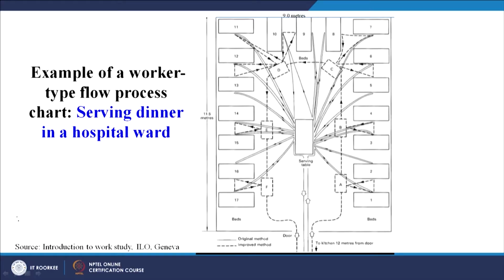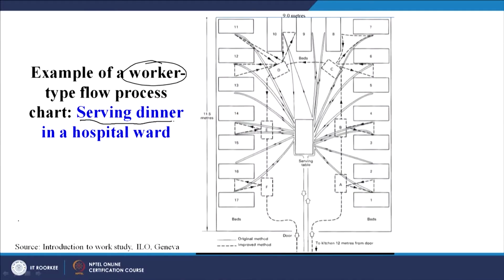So friends, let's take an example of a worker type of flow process chart. So first thing that we have to remember is that it is a worker type of flow process chart. So our target will be on the operator or the worker or the ward boy who's performing the job or the task or the work in this case. Now what is the work that he is performing? He is serving dinner in a hospital ward.